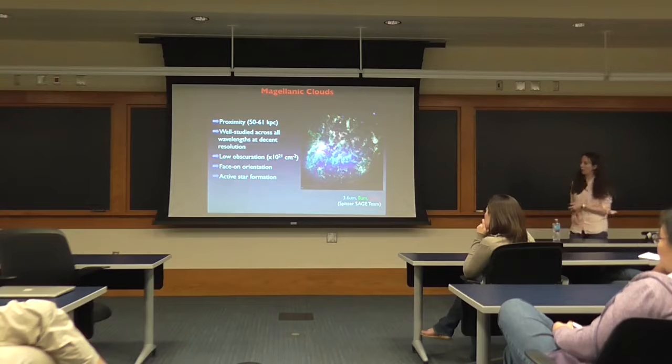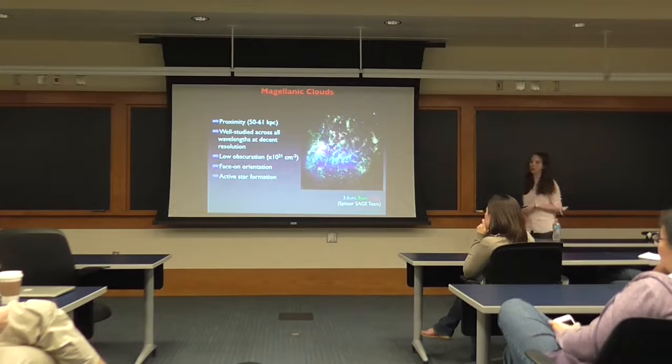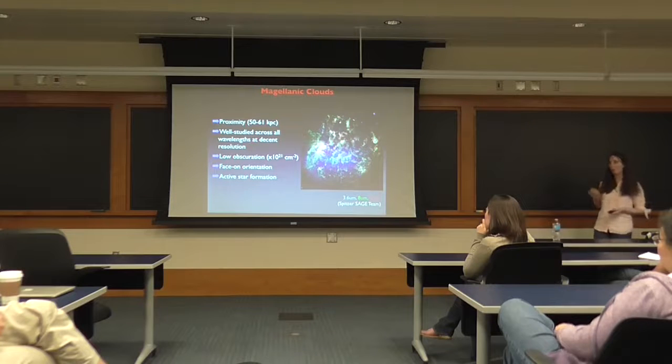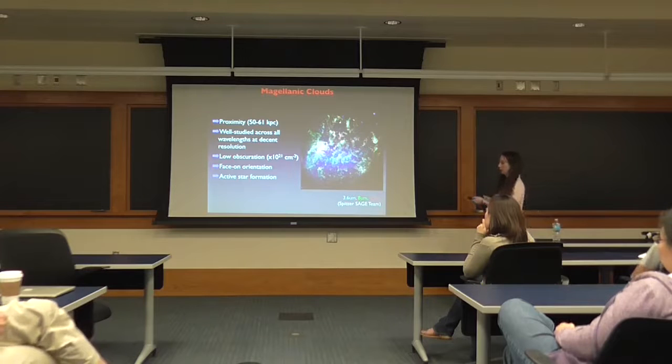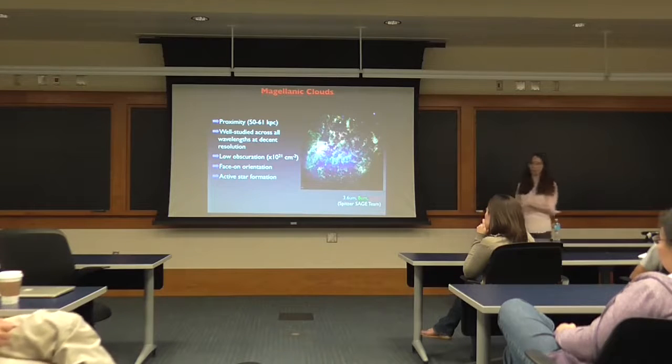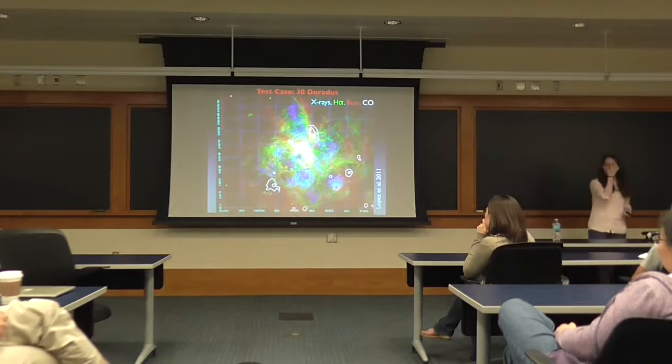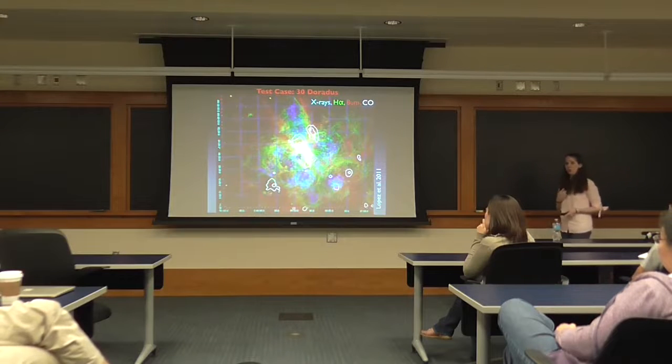Okay, and lastly, the reason why it's good to look at the Magellanic Clouds is because there's active star formation. If we want to see the effects of massive stars, we want young stars that have just formed. And so our test case source was 30 Doradus, which is the giant H2 region here. We're going to zoom in on it. This is a 3-color image of what 30 Doradus looks like.